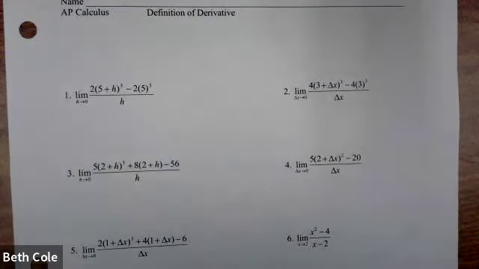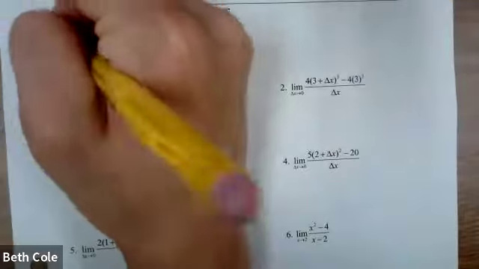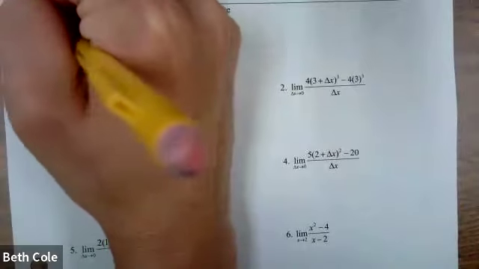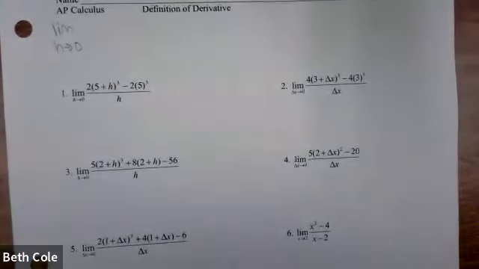There are two formats for our definition of a derivative. I'm going to get you started on the first one and see if anyone can finish it. And I'll show you how these show up on the AP exam. So it starts: limit as h goes to 0.